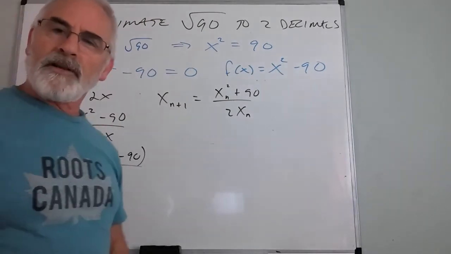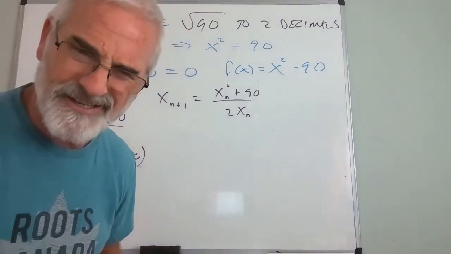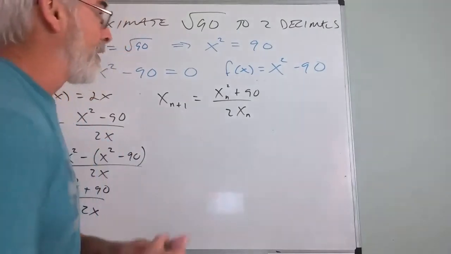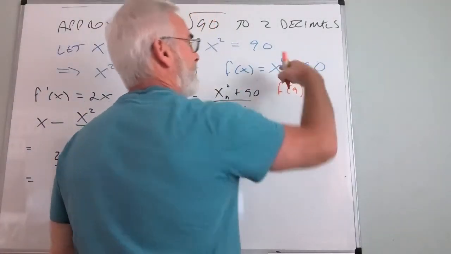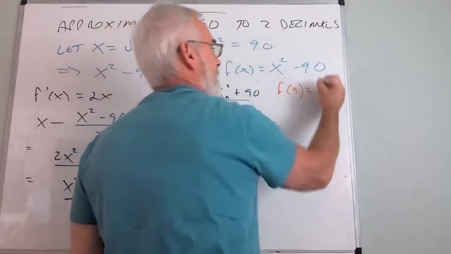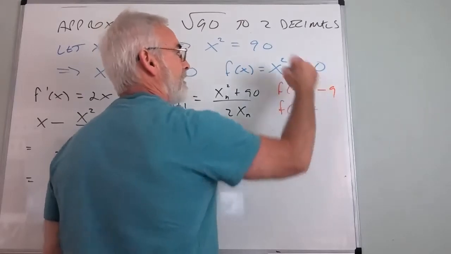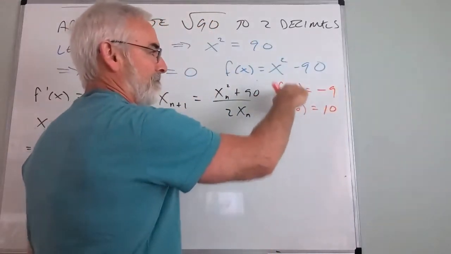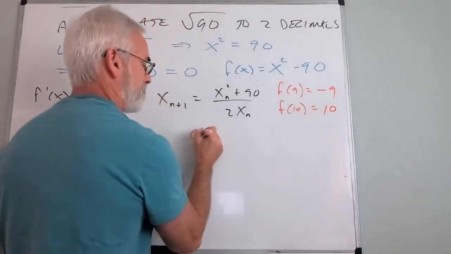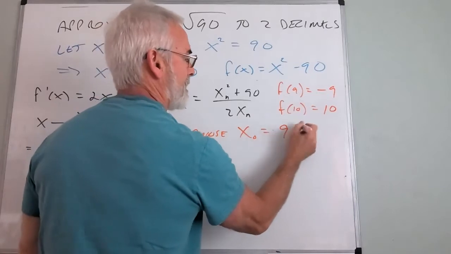Now we need a starting point. What should my starting point be? Well, square root of 90. I don't think that's going to be that hard. What's f of 9? That'd be 81 minus 90. That's negative 9. What's f of 10? That'd be 100 minus 90, which is 10. So why don't we choose our starting point to be, how about, I don't know, 9.5.